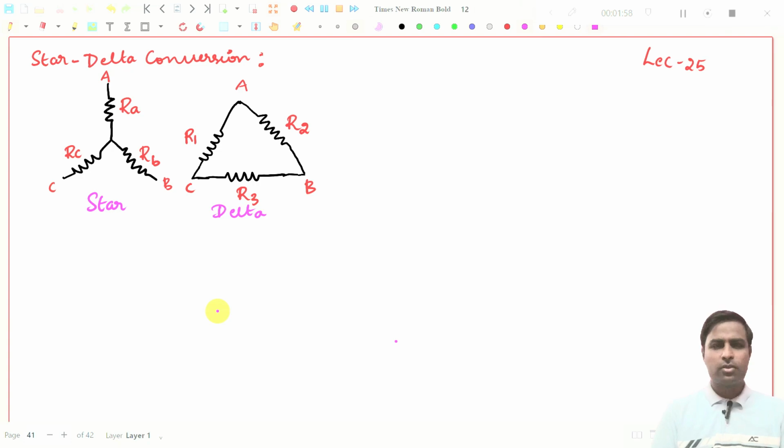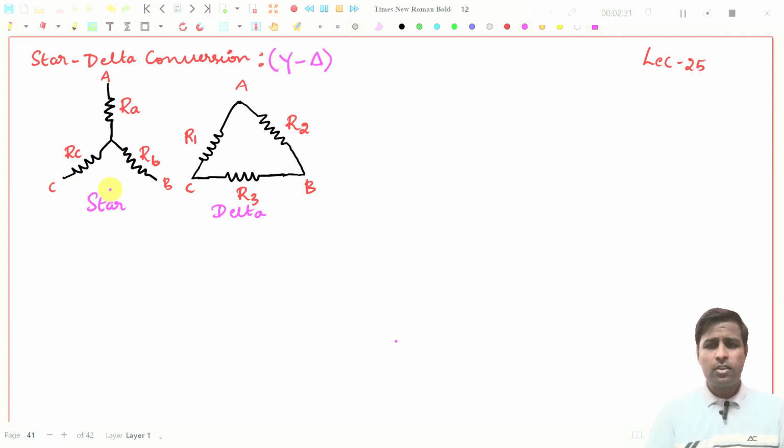Anyhow, what is the star connection and delta connection? We know this one, right? This is the star connection and this is the delta connection. The star connection may also be called the Y connection, because it looks like an inverted Y. This Y-shaped symbol we always call star, and this is the delta connection. We can also write this as star connection to delta connection. We always write like this.